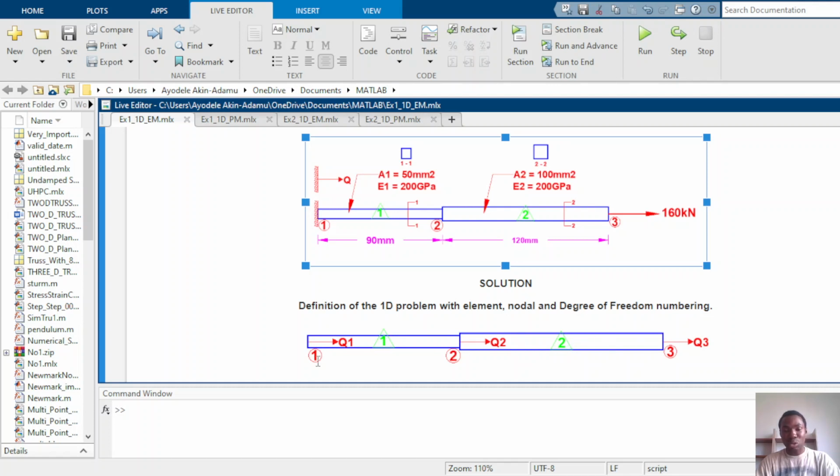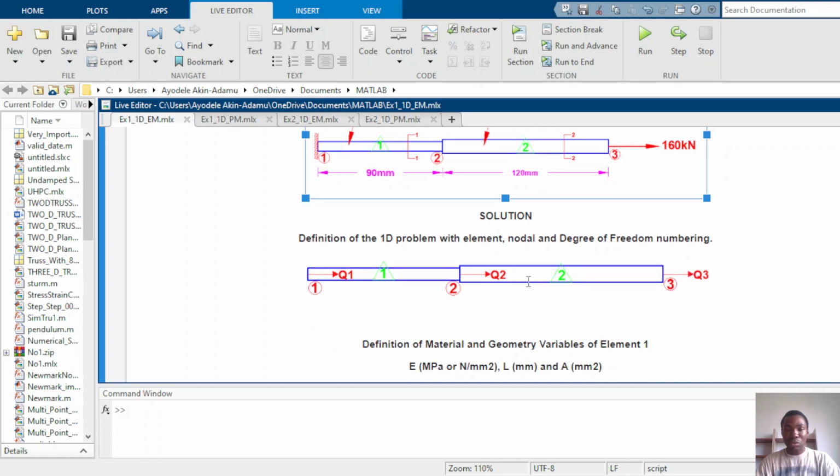Now we number the nodes of our finite element model. This is node number 1, node number 2, and node number 3. So this finite element model has 3 nodes, and we also need to define our degrees of freedom. Since this is a one-dimensional problem, each node has 1 degree of freedom. At node 1 we have Q1 degree of freedom. At node 2 we have Q2 degree of freedom. At node 3 we have Q3 degree of freedom.